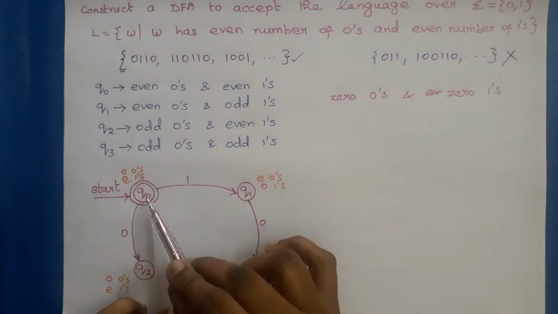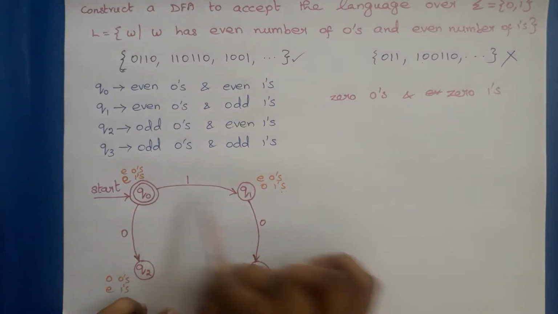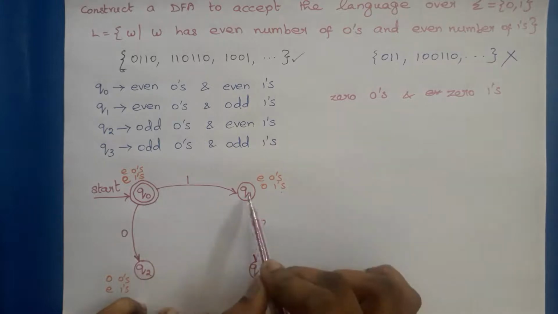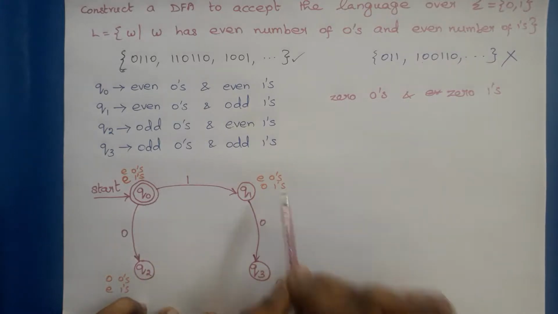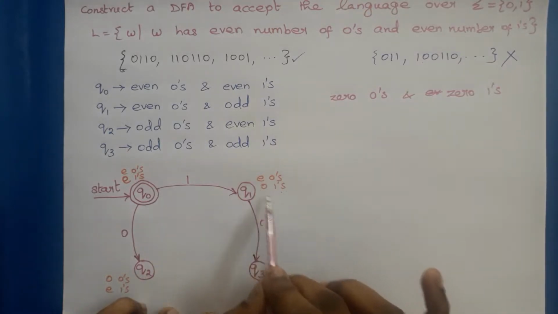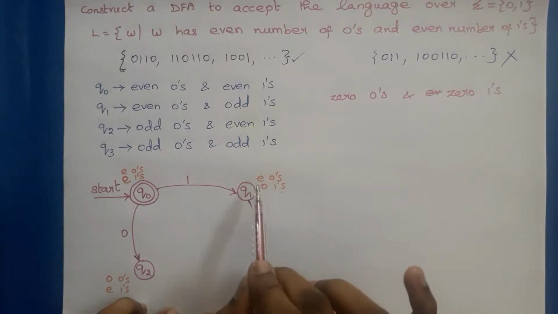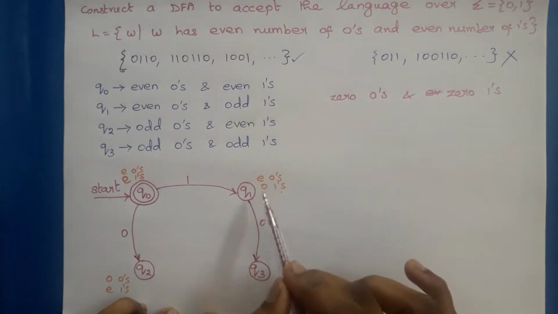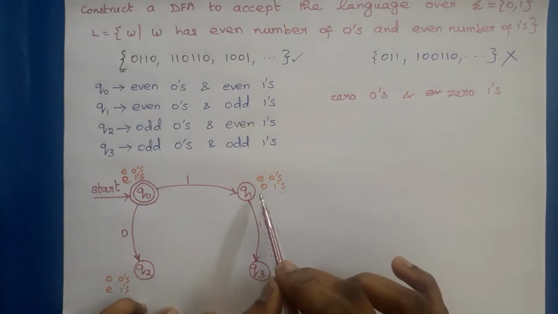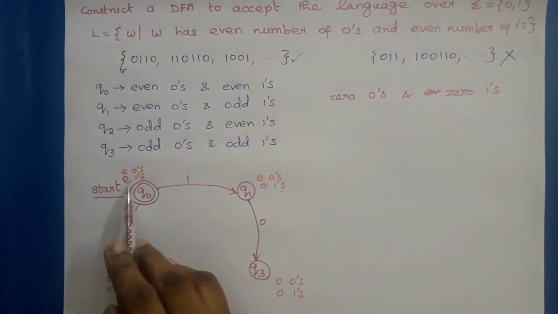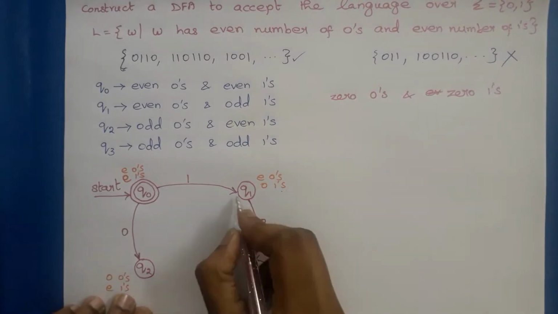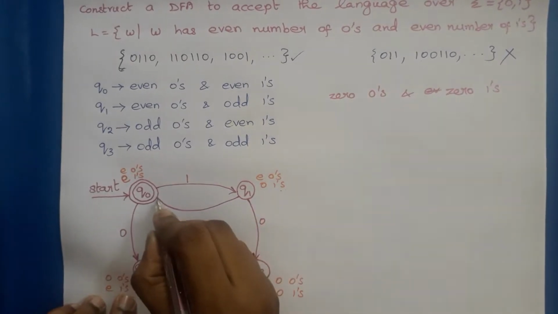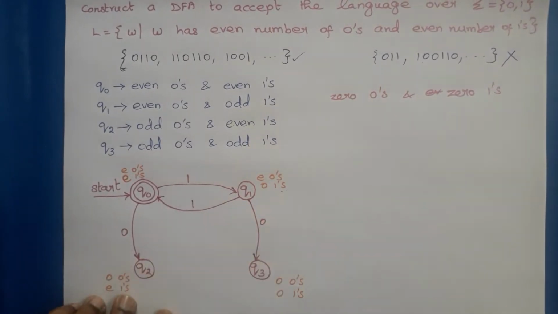Now consider the same path, 1. We have recognized 1, meaning an odd number of 1s. Or we can consider simply this condition alone. So even 0s and odd 1s, if we add one more 1 here, then it will become even 0s and even 1s. Even 0s and even 1s means Q0. So from Q1 to Q0, there is a transition on input 1.